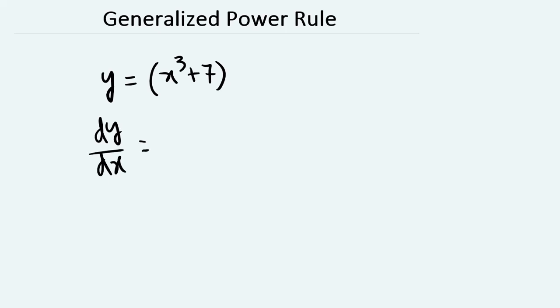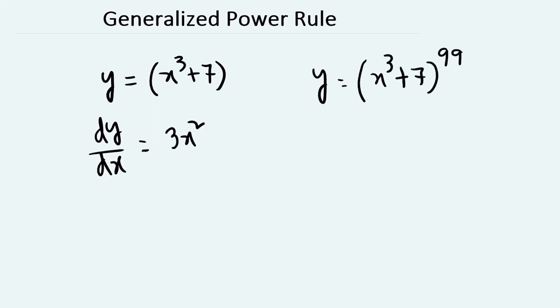Before I discuss this new rule, the generalized power rule, I will revisit the power rule formula again. In the power rule, if I have the function y equals x cubed plus 7, the derivative should be 3x squared. However, if this function takes the form (x cubed plus 7) to the power 99, then you can't just simply apply this power rule.